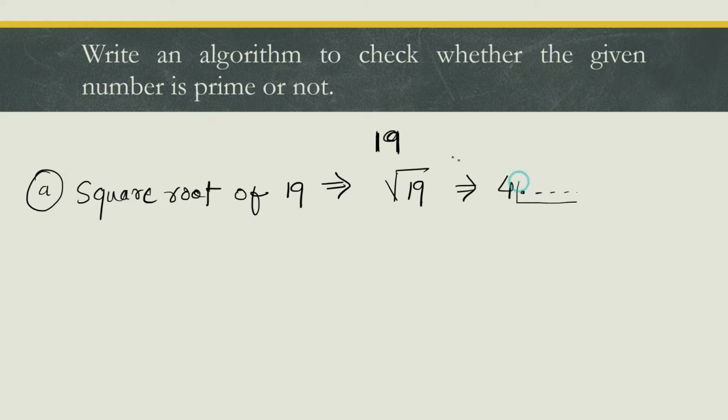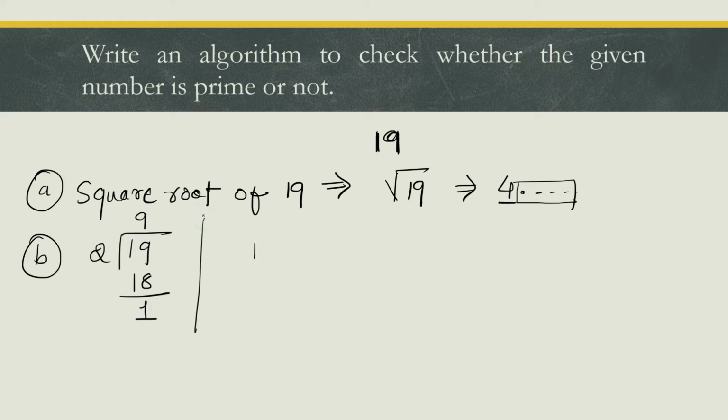You have to omit this part. You have to consider the integer part only, that is 4. Then second step, you have to start dividing 19 from 2. You have to divide 19 by 2. 2 9s are 18. We are getting remainder 1. We are not getting remainder 0.